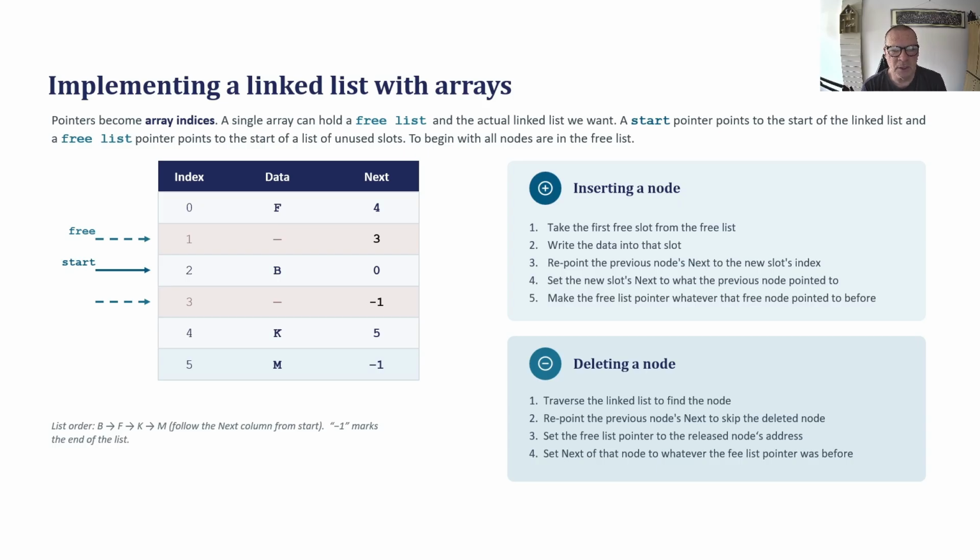And deleting a node is similar. We have to traverse the linked list to find the node we're intending to delete, and then we have to remember the previous node's next pointer so that we can adjust things accordingly, and we set the free list pointer to the released node's address.